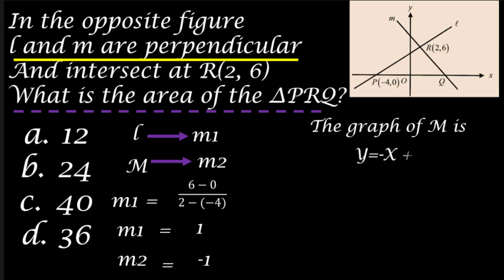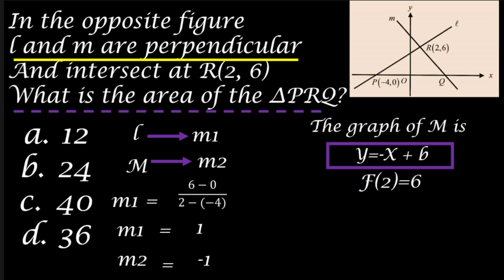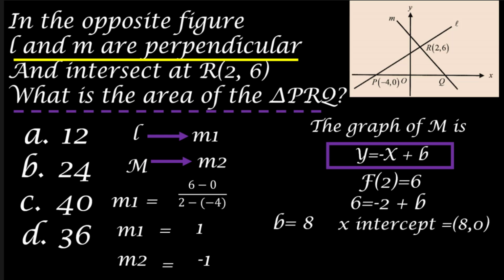Now the graph of M, we can write its equation: y equals negative x plus b. But we haven't here b. We know that f of 2 equals 6, because this point is the intersection point. Now we substitute y by 6 and x by 2, so 6 equals negative 2 plus b. Now we can find b easily. b equals 8. Now substitute in the equation, so the x-intercept equals 8, 0.